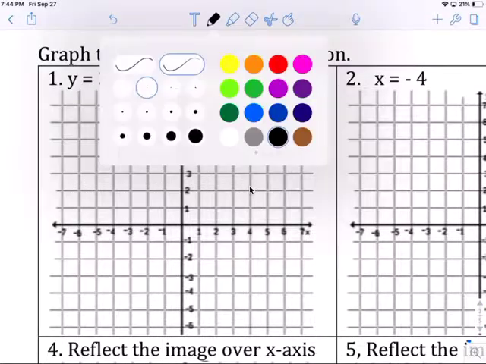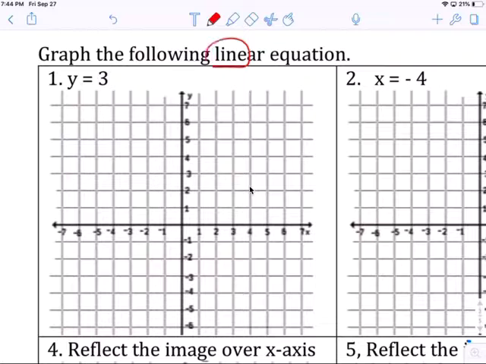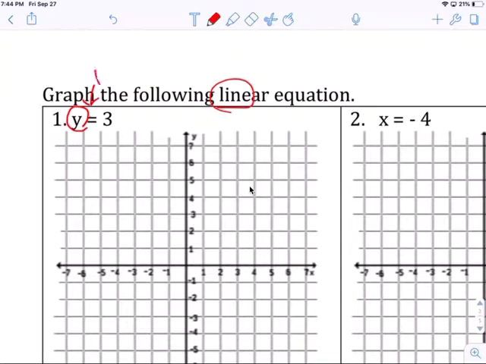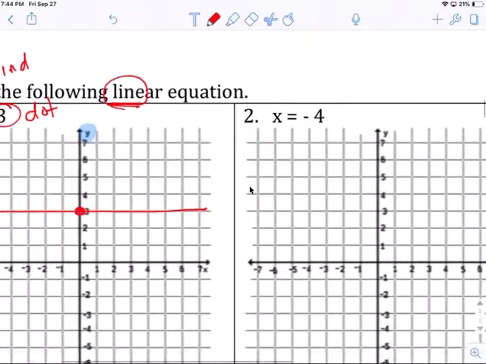You graph y equals 3. It says graph the following linear equation. So equation is equal. You're going to make a line. You find the letter y. Okay, remember to find this letter on the graph and then put a dot on 3. So find y. Here's y. Put a dot on 3 right there. Now, because they want you to draw a line, it doesn't make sense to draw on the y line, so you have to draw a horizontal line like this, and that's it. That's all you have to do.